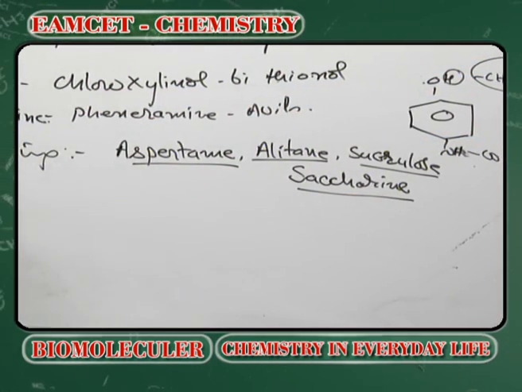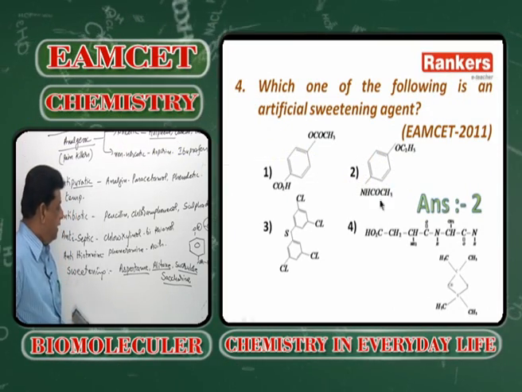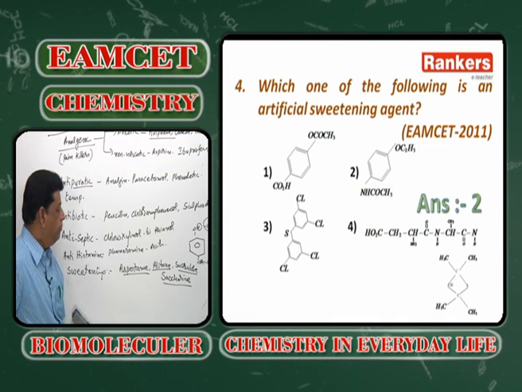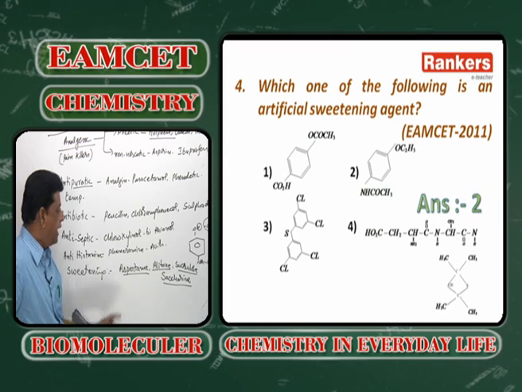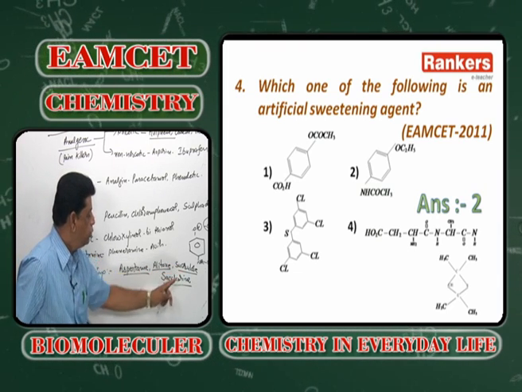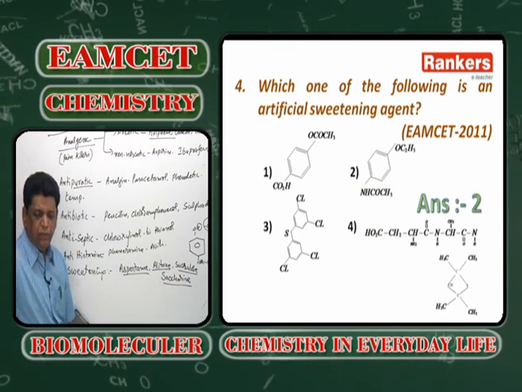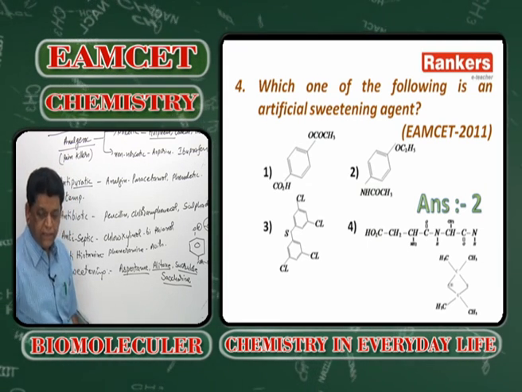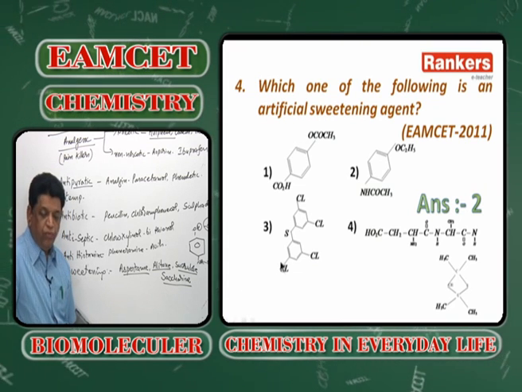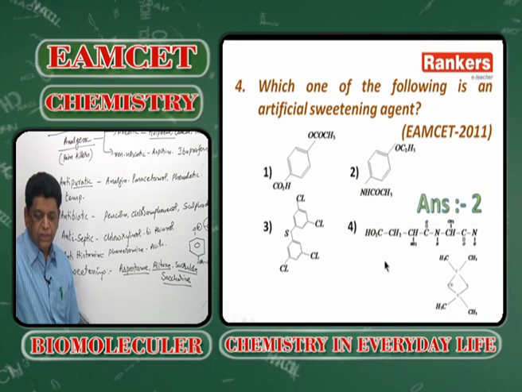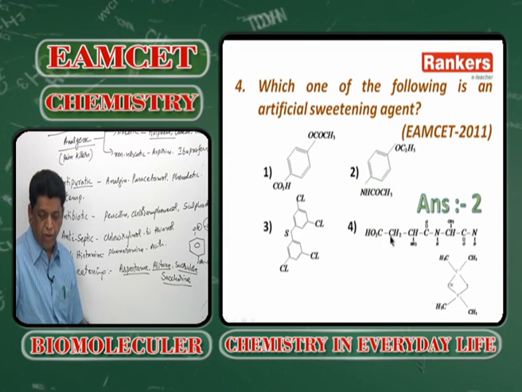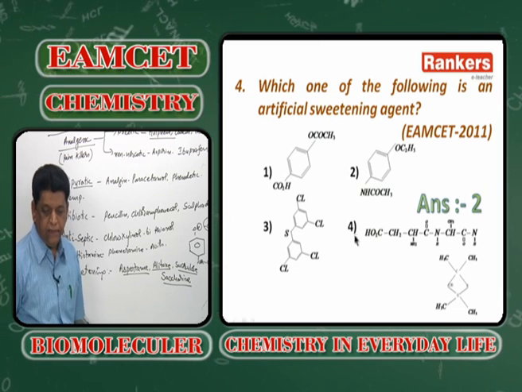When a person is suffering from the sugar disease, that is a diabetic disease, using something other than sucrose will be the better treatment. So, therefore, aspartame, alitame, sucralose and saccharin. The last one is called aspartame. It is a derivative of one of the amino acids called aspartic acid. So, the fourth one is the right answer. It is a long structure, but it is nothing but aspartame. If the name is given, it would have been easy to identify.